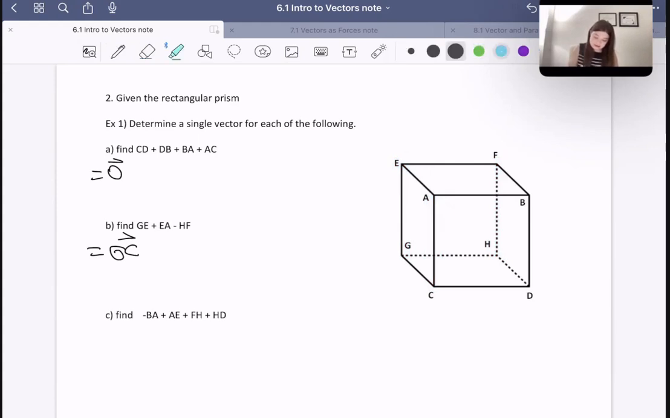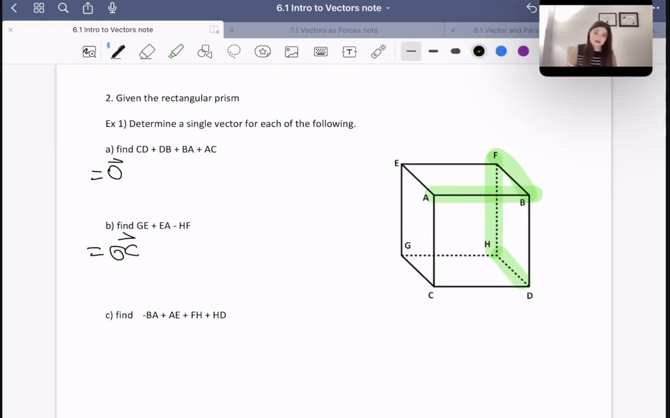All right, now let's try the third one. So the third one says, negative BA, so that's really AB, starting from A going to B, plus AE. Well, what's AE? It means it's going that way, so over there, plus FH, which is going down, plus HD, which is going over here. So what we really did is we went from A to B and then A to D, or we could say we went from A to C and then from C to D.